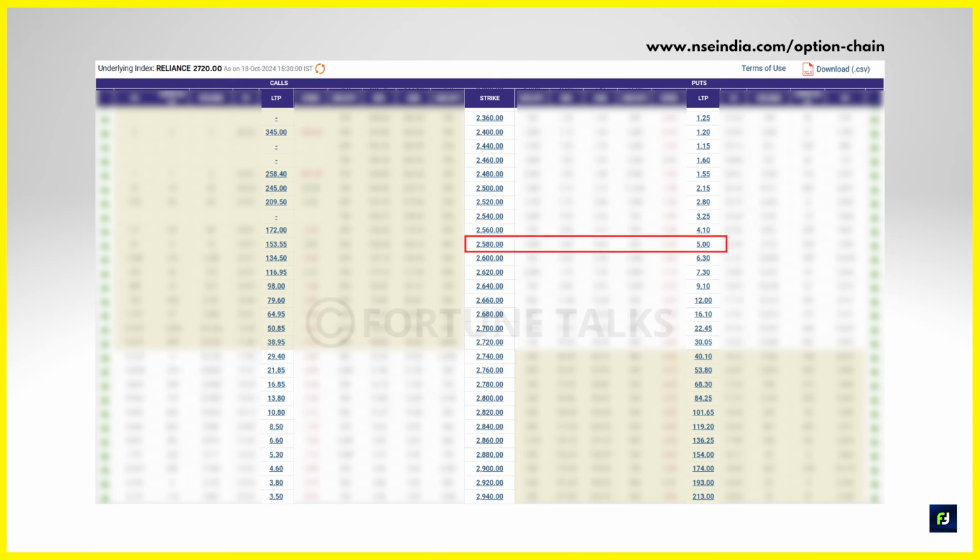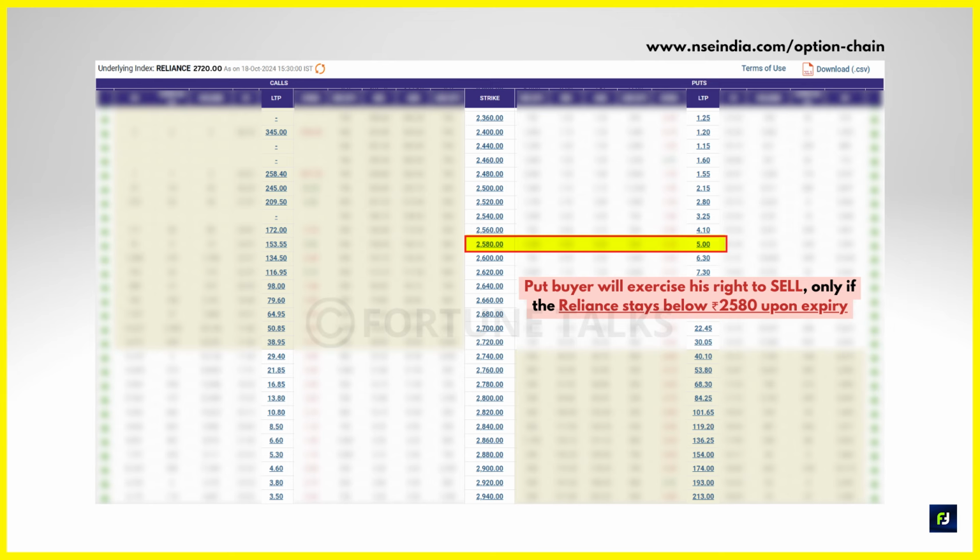Likewise, you can enter into a 2,580 put option contract by paying a premium of 5 rupees as highlighted. It means the buyer gets the right to sell the stock at 2,580 at the end of the expiry, and he will only exercise this right if the stock falls below 2,580.